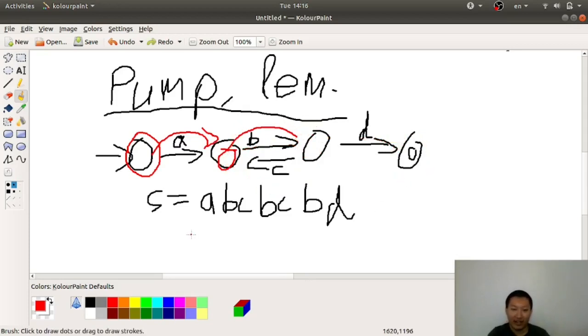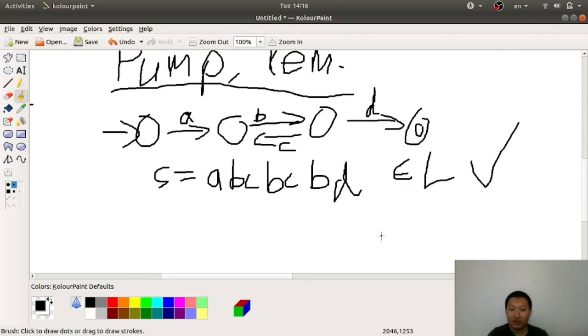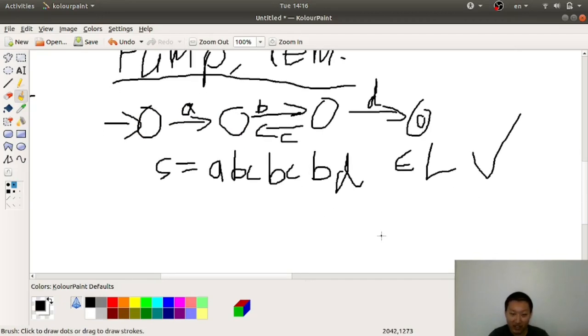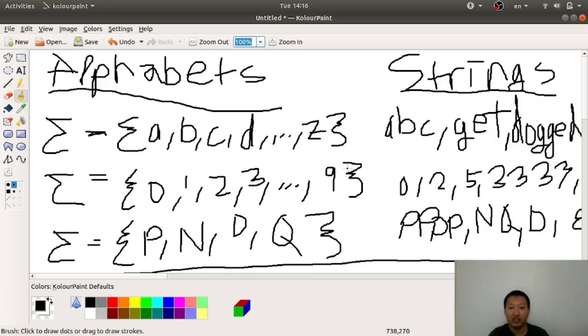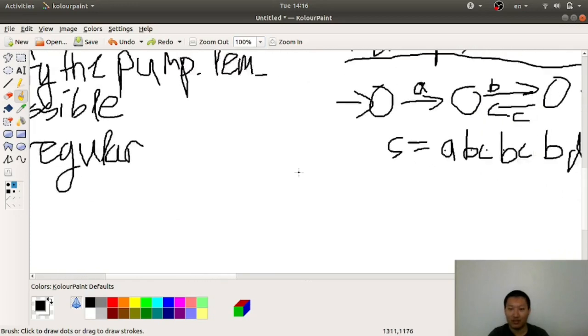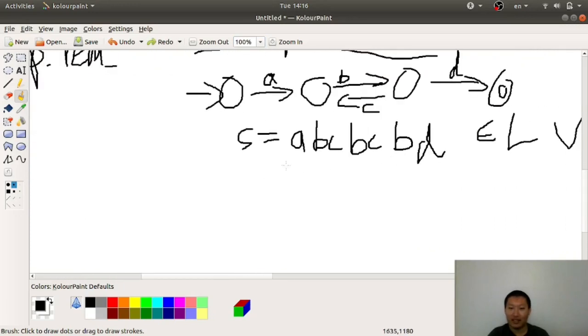So the way we write that is very simply, we use a symbol to indicate that it's in our language. So I'll write a little check mark. Okay, but now the key thing to notice here is that the length of S is what? It's 1, 2, 3, 4, 5, 6, 7 letters long. So S has a length of 7.